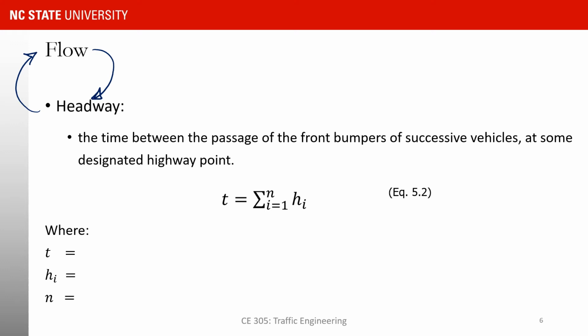So there are a few keywords here. The first one is time. So headway in nature is time. Between the passage of front bumpers. This could be front bumpers, could be rear bumpers, but it's either front bumpers of both vehicles or a certain location that is the same for both vehicles. And then successive vehicles. We always talk about headway between two cars. So let's see what I mean. So let's assume that these triangles that I'm drawing, each of them is a car. Okay.